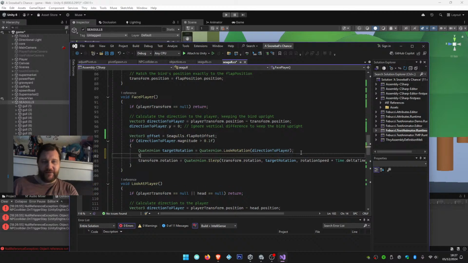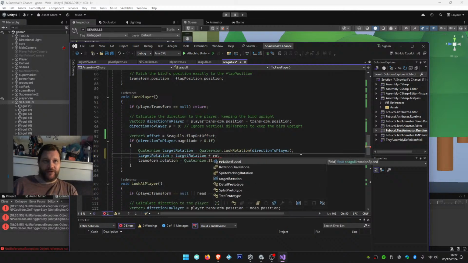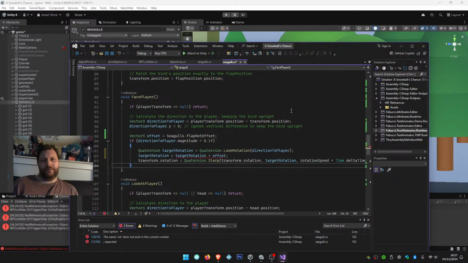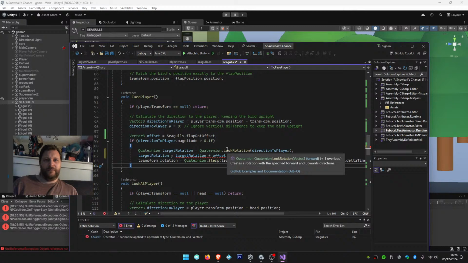So maybe I need to say target rotation equals target rotation plus rotation at offset. Let's try that. Oh, it doesn't like that, because one's a quaternion and one is a vector 3.